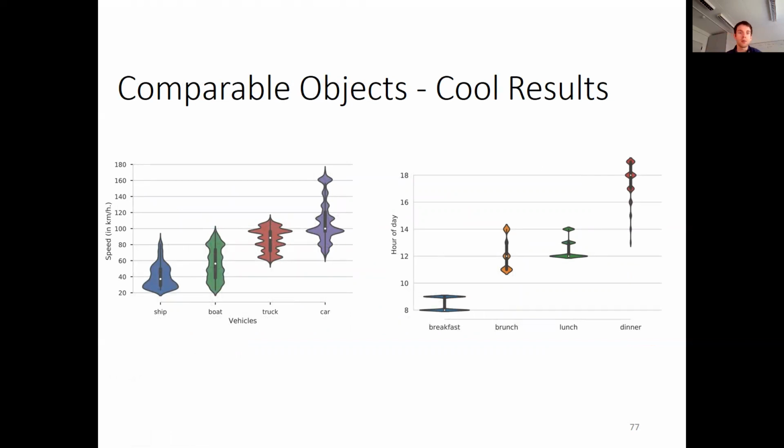So here's another example of speeds. A ship is usually a larger thing than a boat, so boats are faster. Trucks are slower than cars. Also for time, so for the hour of day, for breakfast, we see 8 and 9 are very popular. For brunch, it's much later, 11, 12 until 2. Lunch, even a bit later. Dinner has quite a wide distribution, but peaking around 6 p.m. and so on.